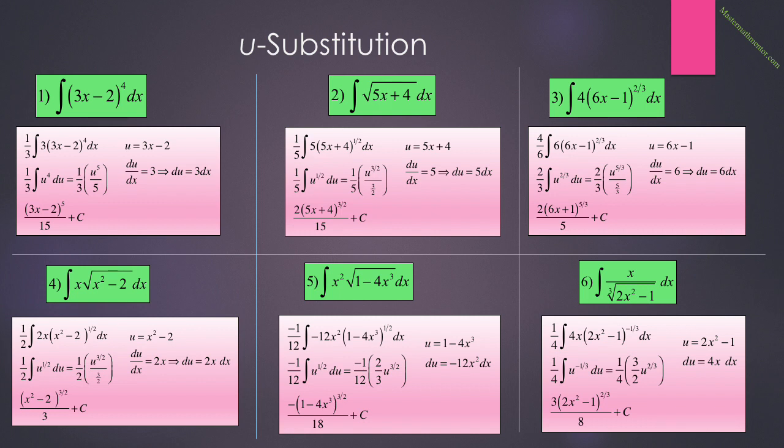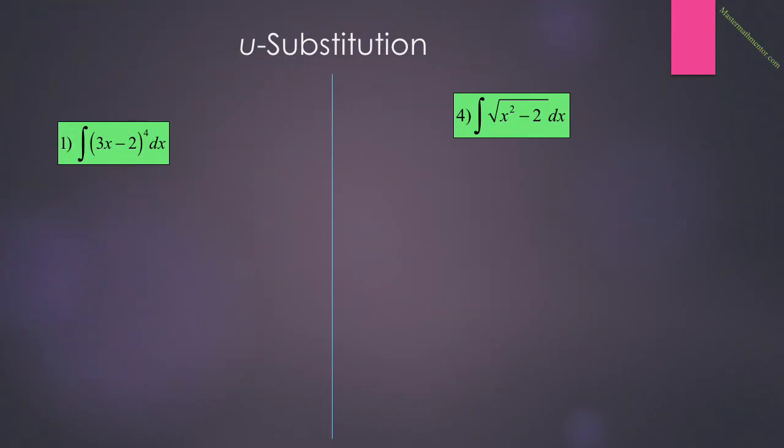So this problem becomes 1/4 the integral of u to the negative 1/3 du, which is 1/4 times u to the 2/3 divided by 2/3, which is multiplying by 3/2. So our final answer is 3 quantity 2x squared minus 1 to the 2/3 power all over 8 plus c. Let's review two problems in a little bit more depth.